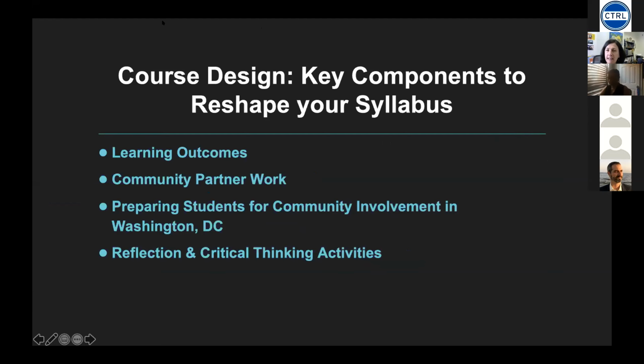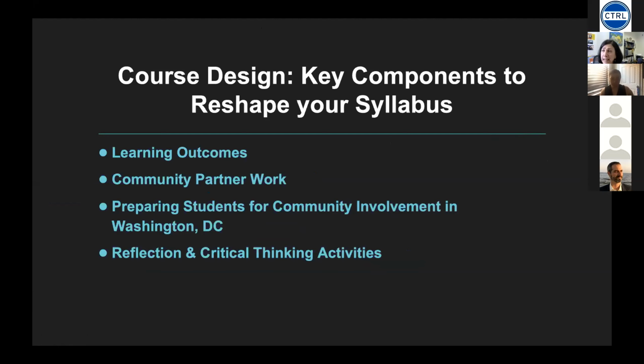Okay, so this section is really focusing in on your syllabi. One of the things that we hope is that you'll walk away from this session and say, oh, I need to rethink certain portions of the syllabus in order to incorporate community-based learning. And so given the time, we're basically going to focus in on 4 aspects.